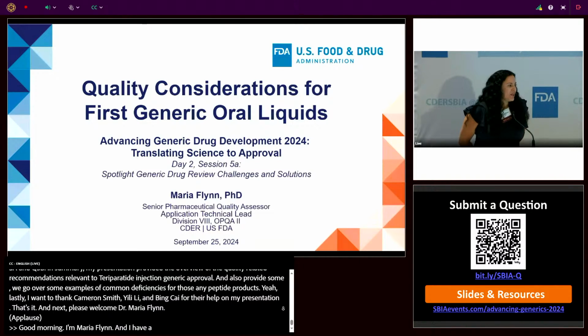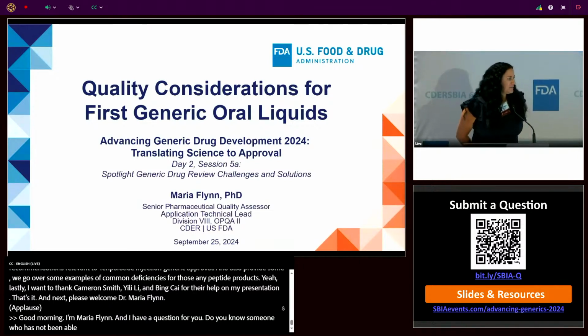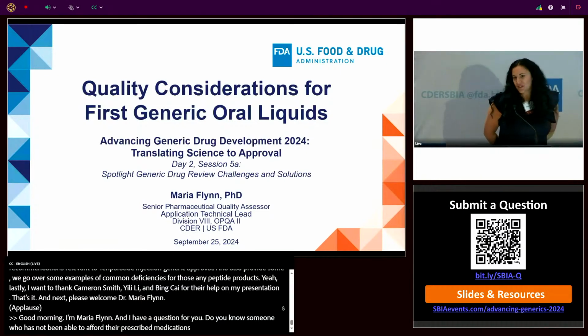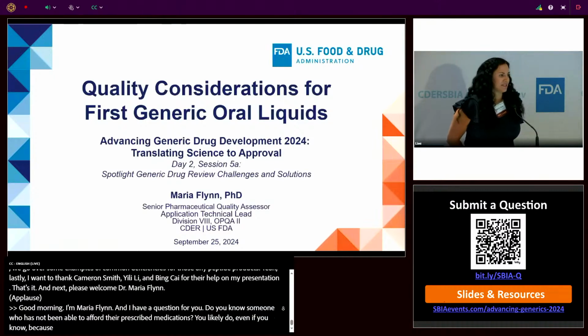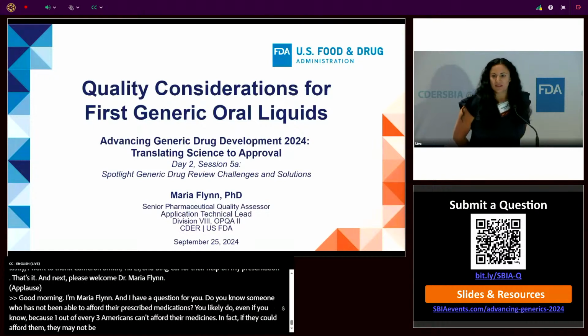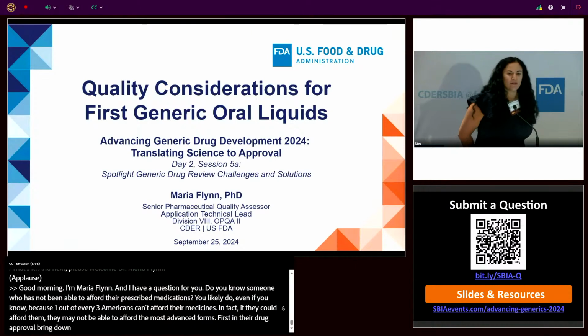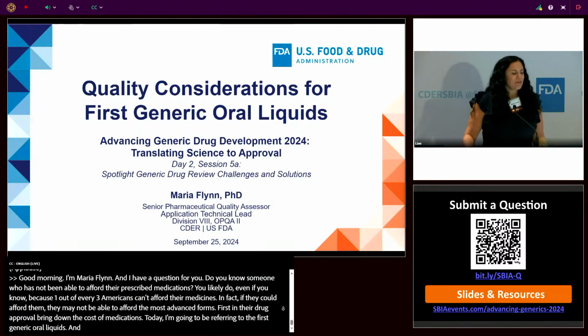Do you know someone who has not been able to afford their prescribed medications? You likely do, even if you don't know, because 1 out of every 3 Americans can't afford their medicines. In fact, if they could afford them, they may not be able to afford the most advanced forms. First generic drug approvals bring down the cost of medications. Today, I'm going to be referring to the first generic oral liquids, and those approvals were done just recently.